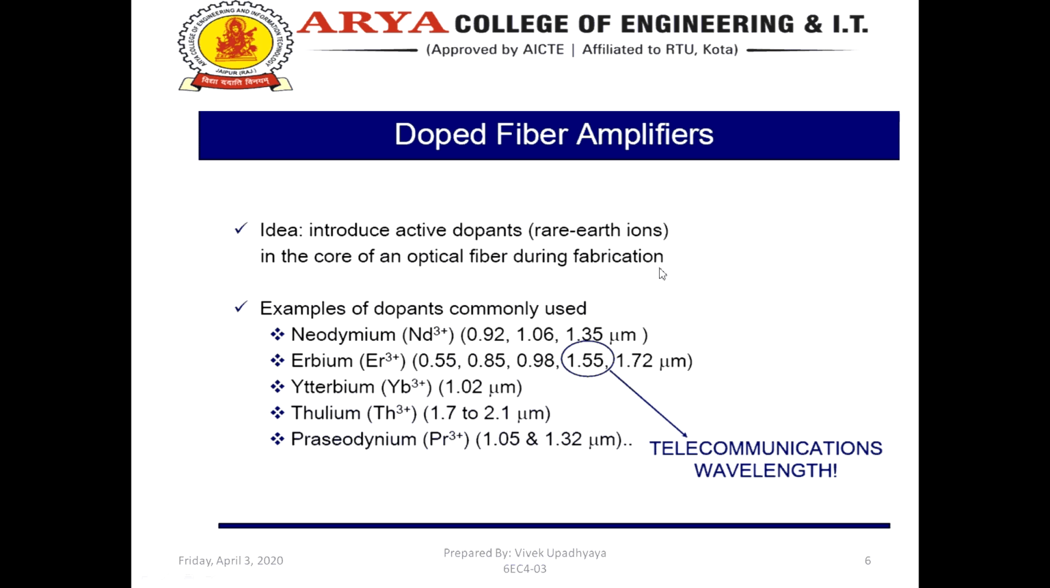So for doped fiber amplifiers, the idea is to introduce active dopants, rare earth ions, in the core of an optical fiber during fabrication. Examples of dopants commonly used according to the operating wavelengths are erbium, Nd+, Yb+, thulium and Pr. The telecommunication wavelength for erbium is 1.55 micrometer.